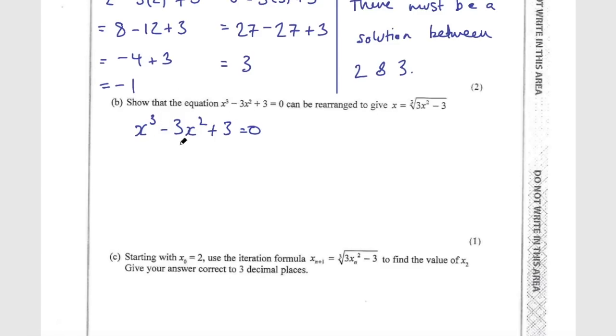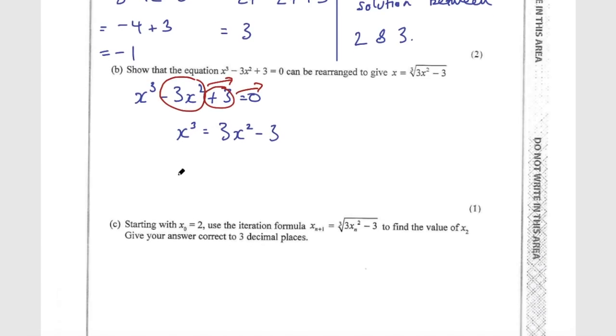And then we're looking to get x by itself here, so let's start off by adding this minus 3x to that side and subtracting this. So we get x cubed equals 3x squared minus 3, and then we need to get rid of that cube. So the way we do that is take the cube root of both sides, so then x will equal the cube root of 3x squared minus 3. That's all you really need to write for these types of questions.